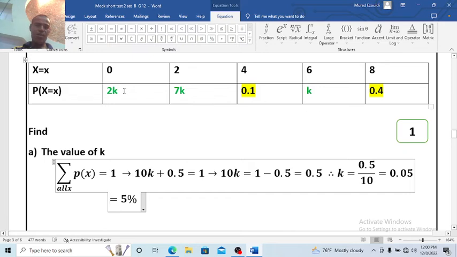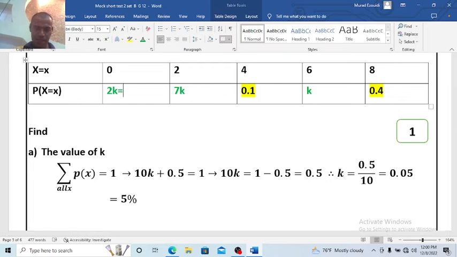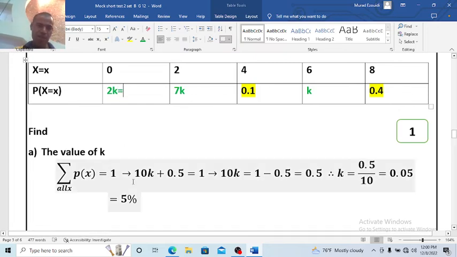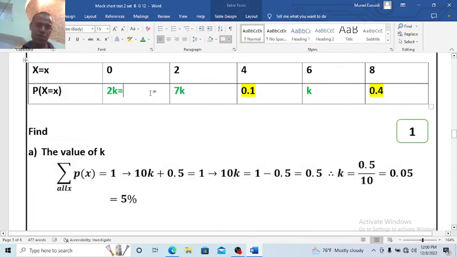So 2 times k means 2 times 5%. Okay, means this one equal 10%. This one in fact is equal to 10%.